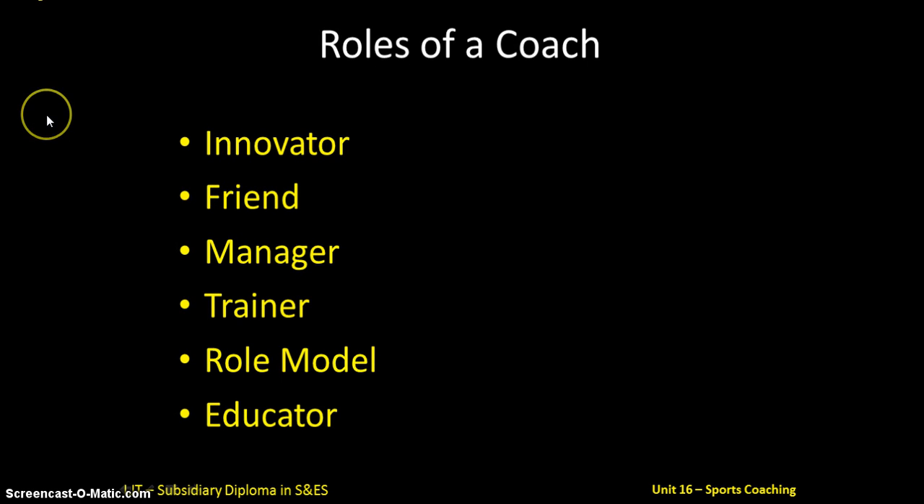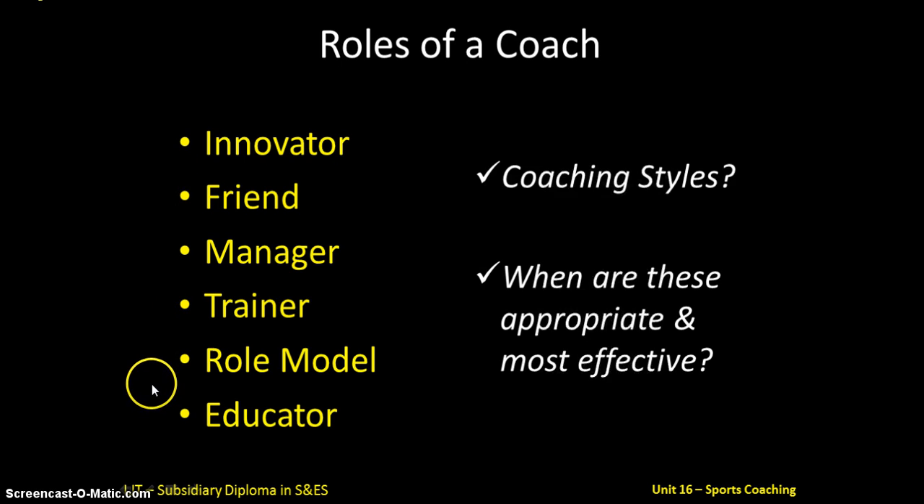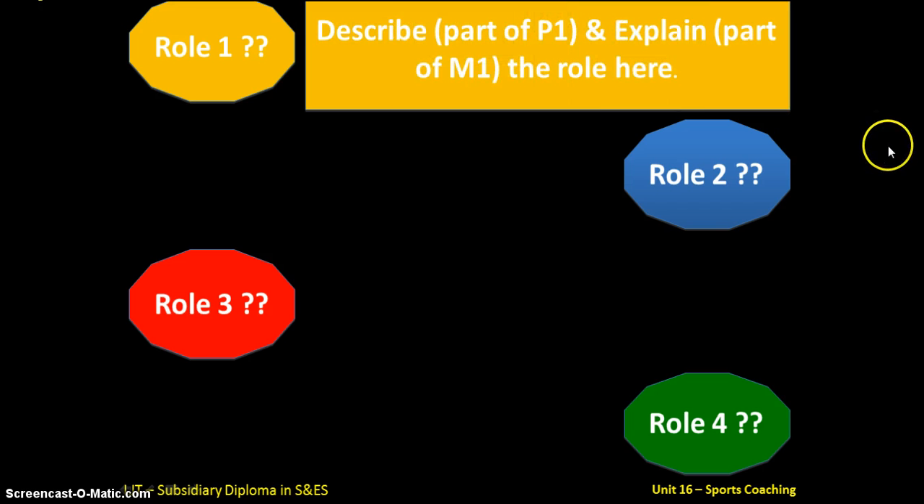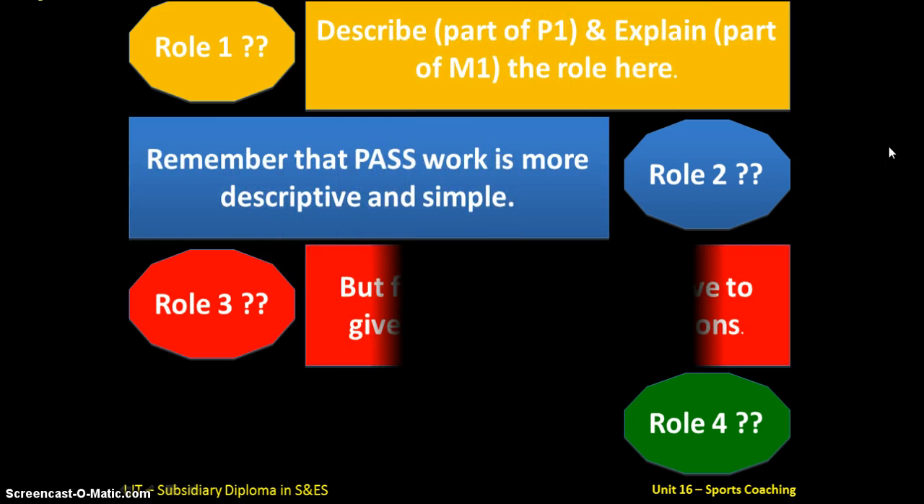And here are the sorts of roles that you might talk about: an innovator, friend, manager, trainer, role model, educator, and you've got to pick 4 out of those to describe and explain. We will talk about different coaching styles, and we will talk about what might make these effective in certain situations, which might link into your distinction task. And here is the slide, which is the template that you have. I've prepared this for you.